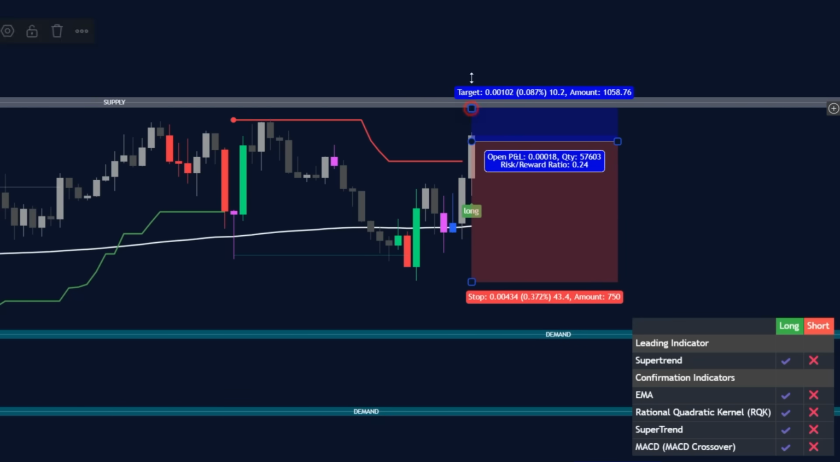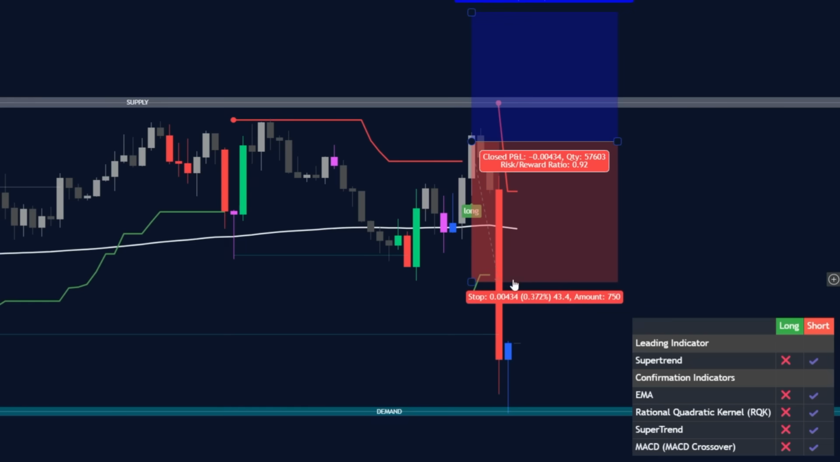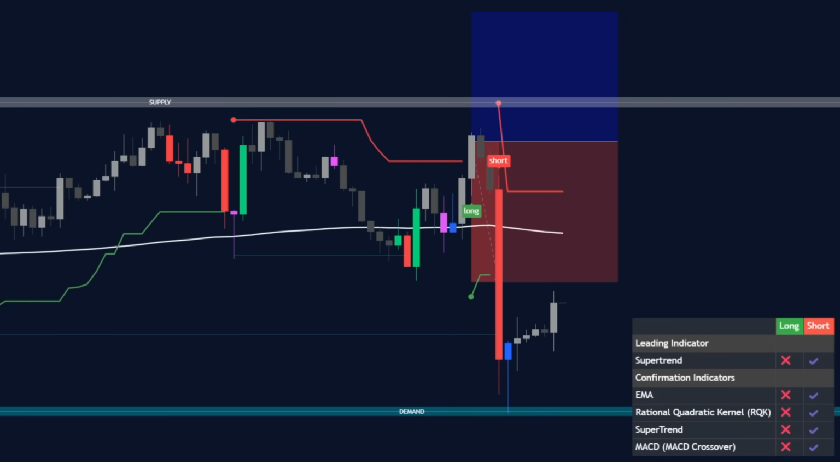And look what happens next. The price immediately reverses and hits the stop loss. This indicator just saved you money.